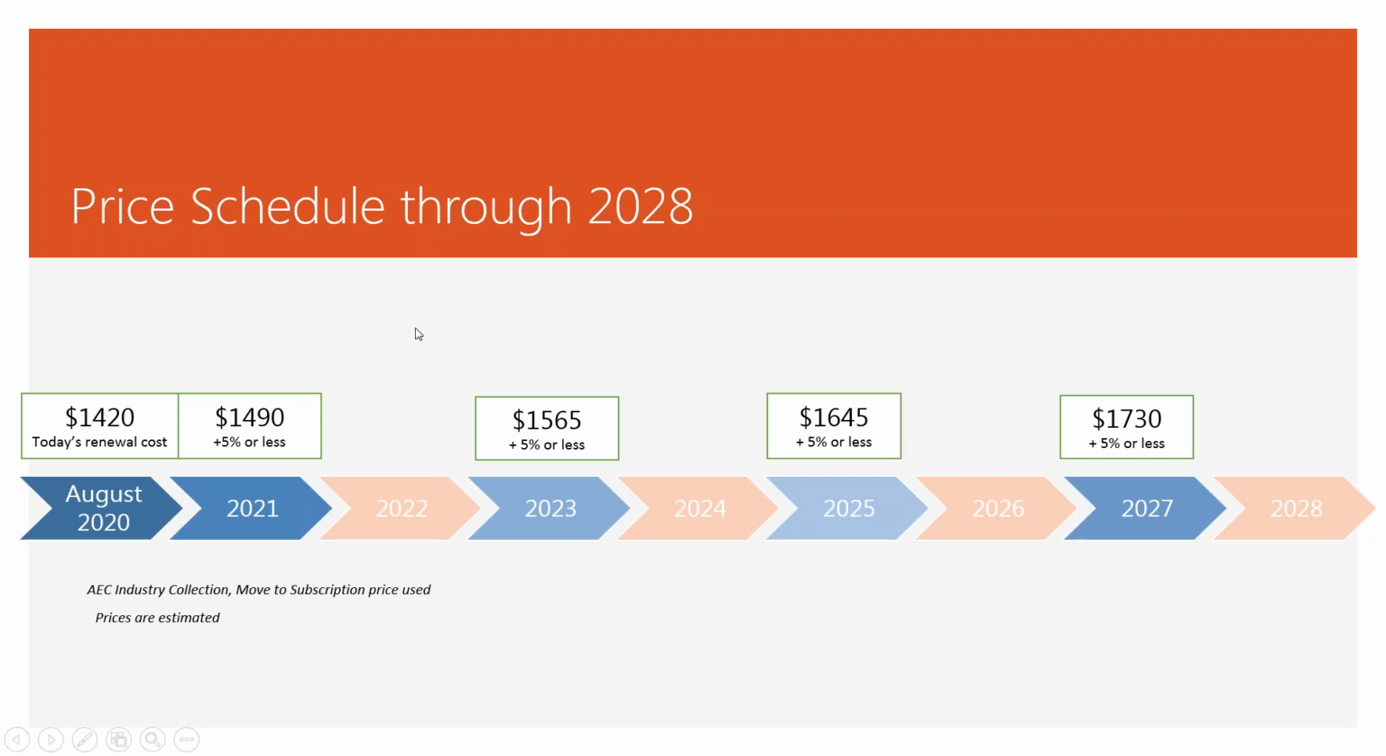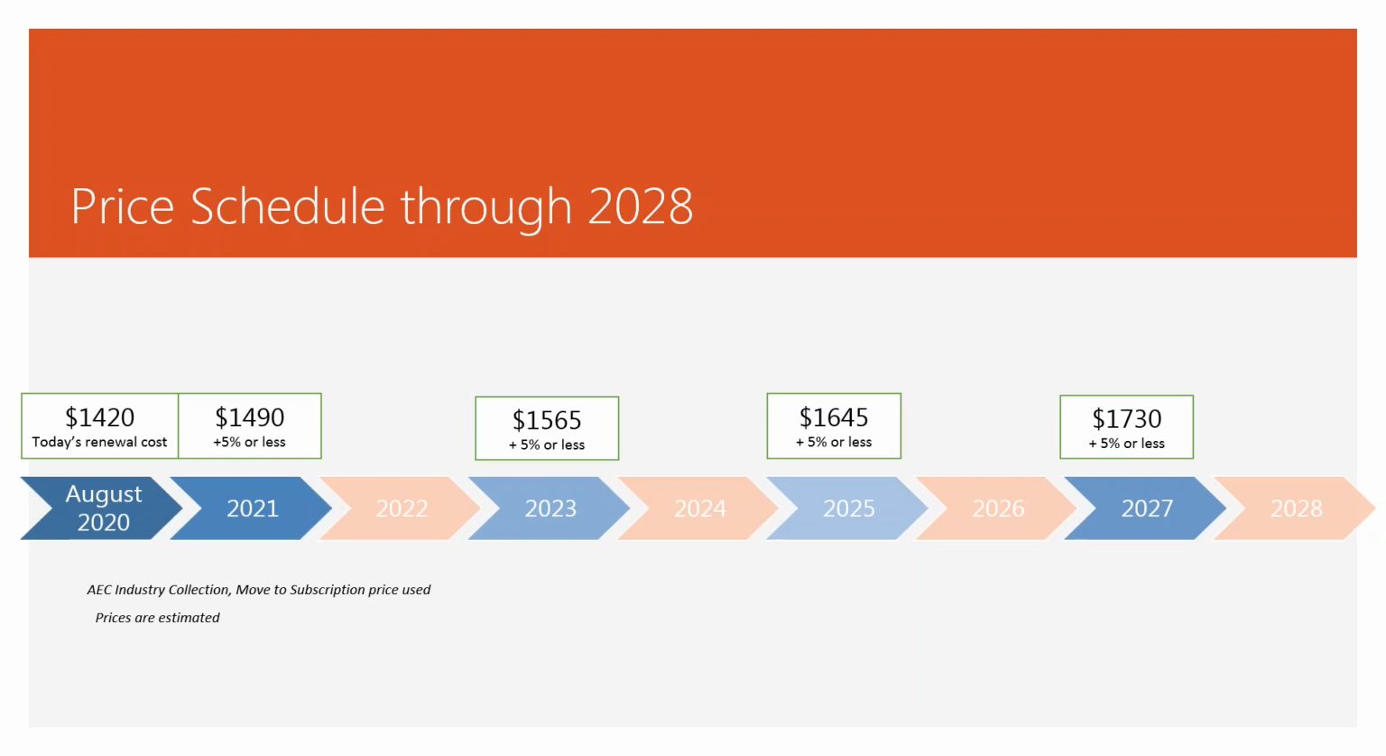This next screen is just talking a little bit more about the prices and what's going to happen. Autodesk has told us that from 2021 through 2028, the software prices are going to increase no more than 5% every odd year. So if you have a license that you moved to subscription with, if you have a license that you're going to do the 2-for-1 trade-in offer with, then those licenses will increase no more than 5% from 2021 through 2028.